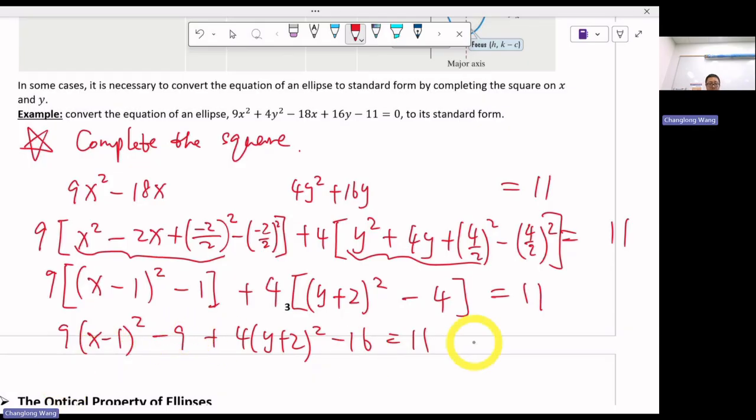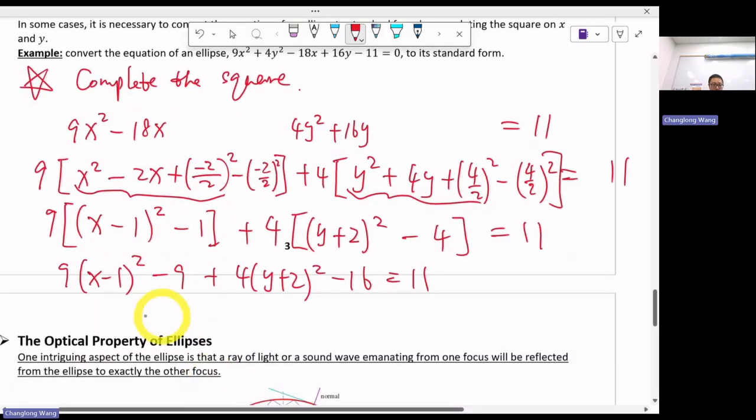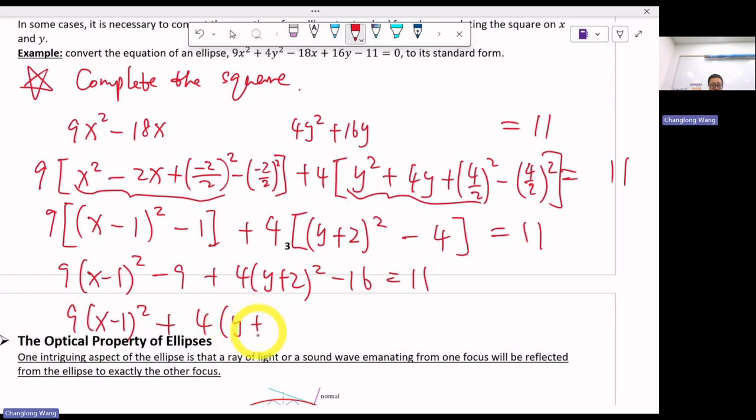Add the 9 and 16 to make sure that all the constants go to the right-hand side. So you get 9 (x minus 1) squared plus 4 (y plus 2) squared equals 36. Okay, just by adding a 9 and 16.